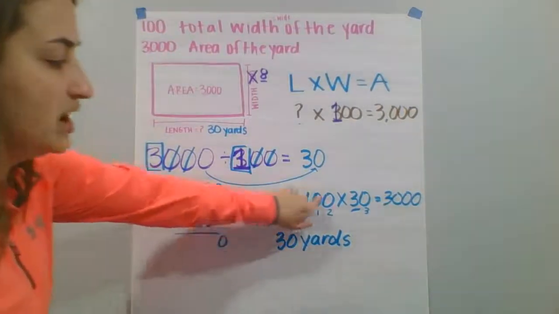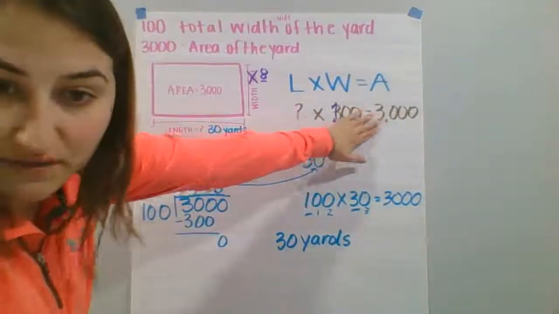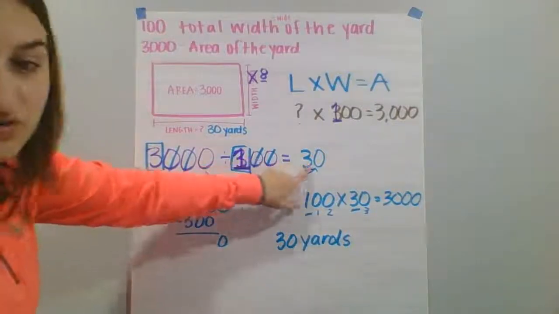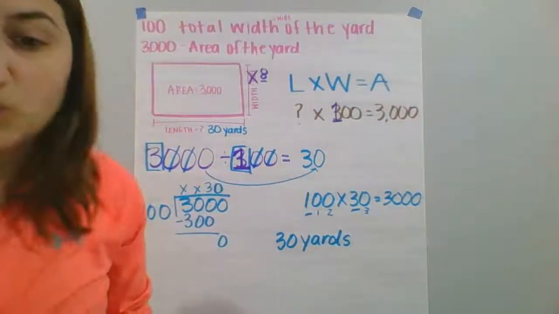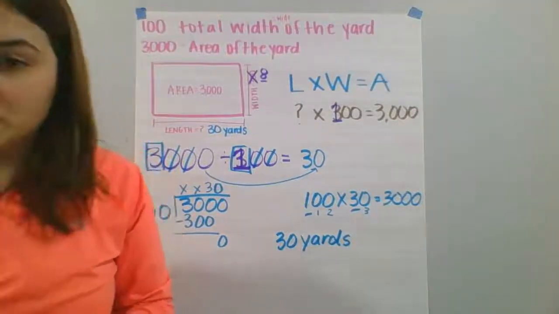And then my number sentence can be a variety of different things. We can do 100 times 30 equals 3,000 because looking at this, you can solve it mentally. It can also be 3,000 divided by 100 gives me 30. Any of those would work for solving your problem and would match your number sentence.